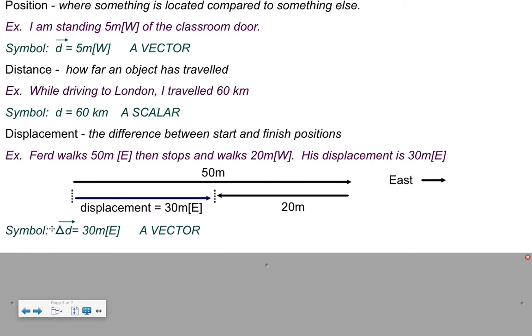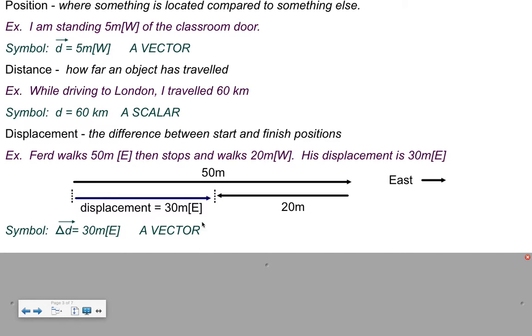Okay, so displacement is another way of looking at it, the difference between start and finish. It's like the change in position. And change in, you may or may not remember, the Greek letter that represents that is the triangle. So it's like delta D. So displacement, delta D, is 30 meters east, because he finished 30 meters east of where he started.